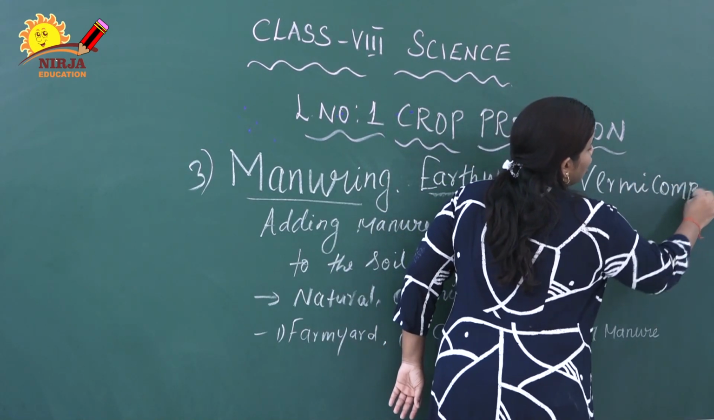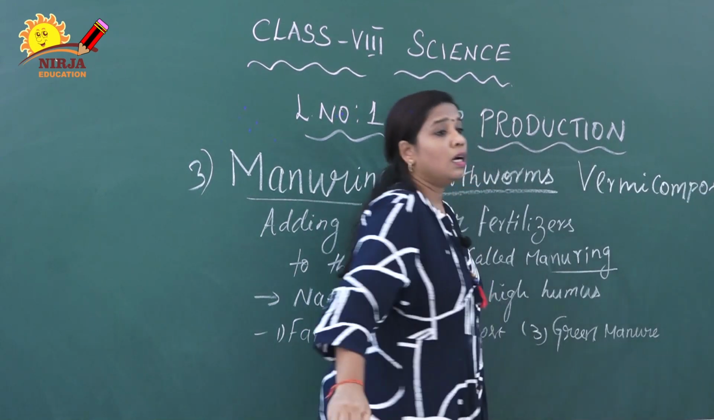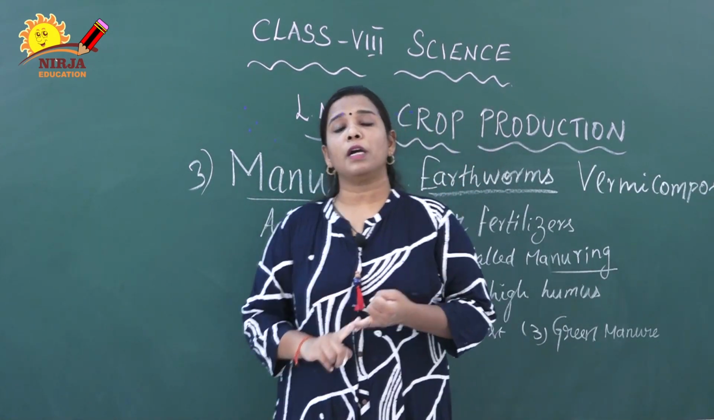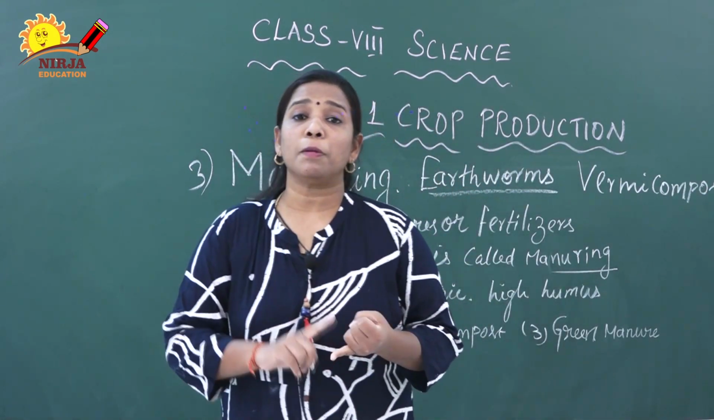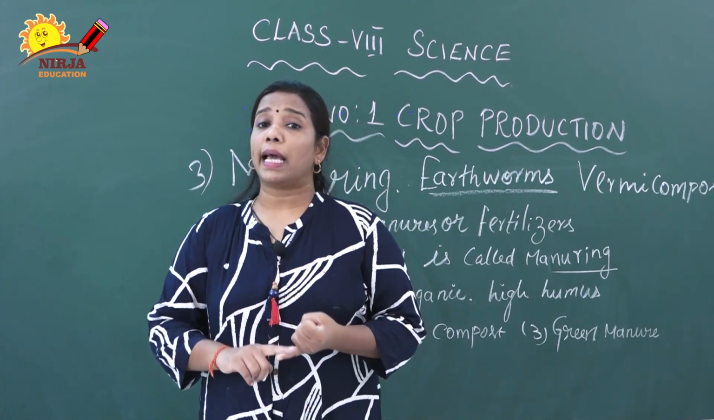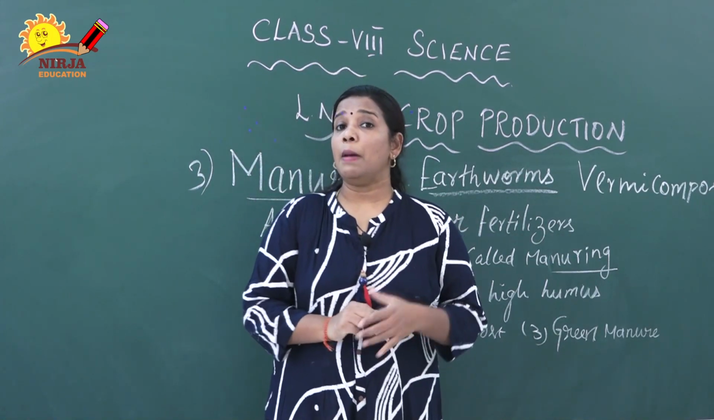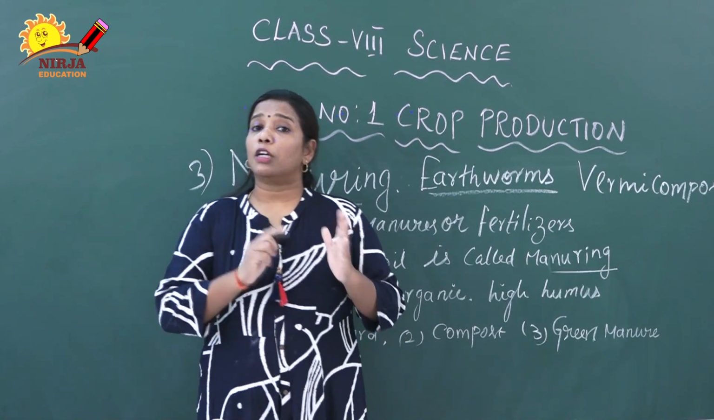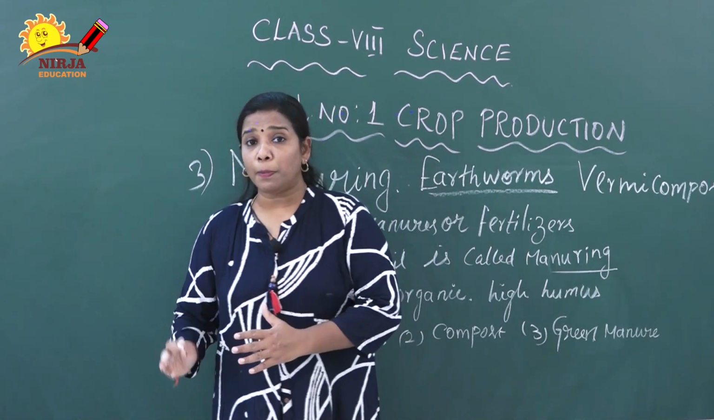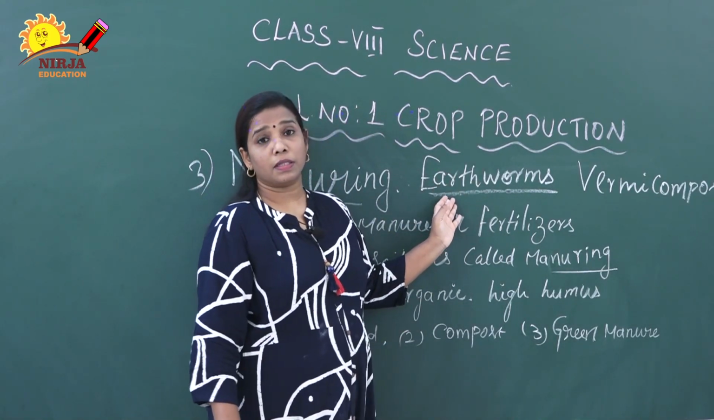So compost is of two types, compost manure and vermicompost. Compost manure is prepared by decomposition with the help of microorganisms, but vermicompost is prepared when the complex substances are decomposed into simple ones with the help of earthworms.